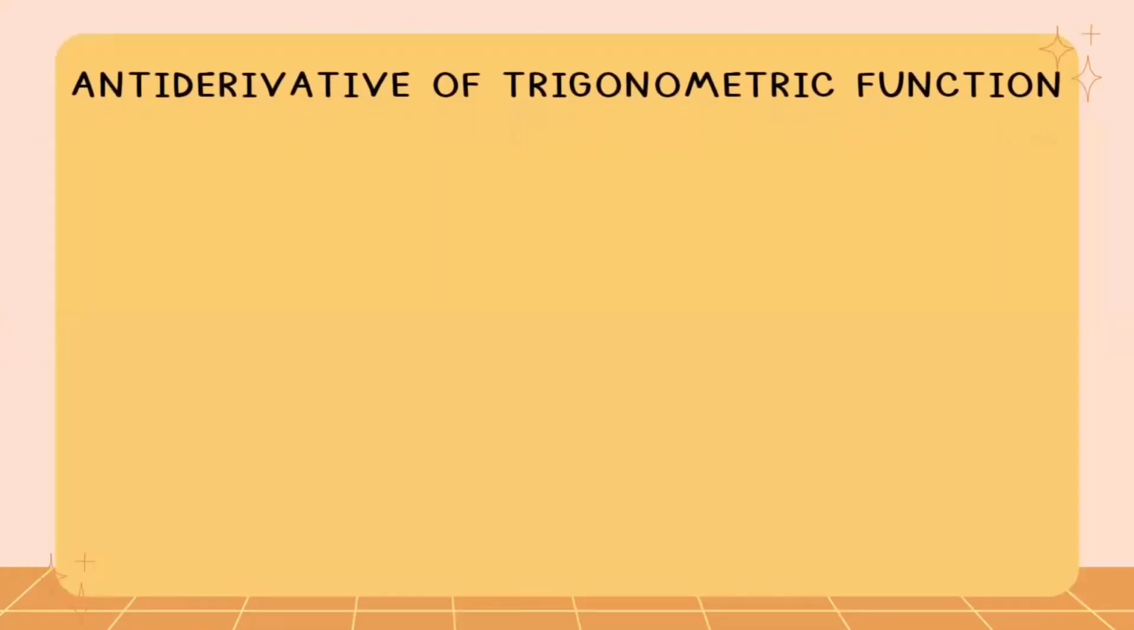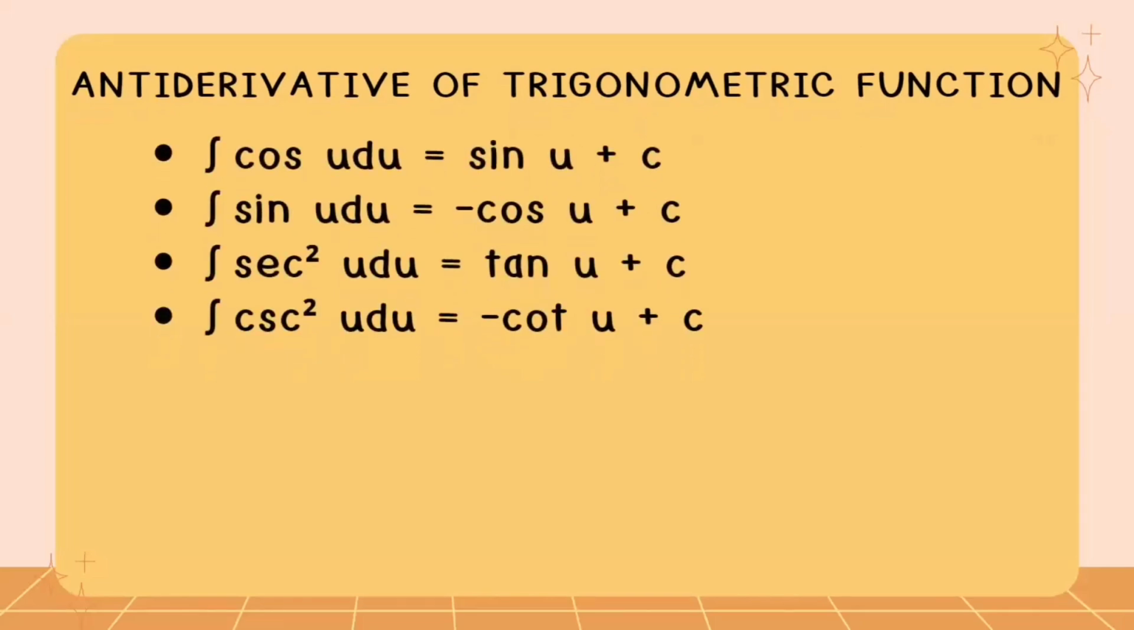First, the integral of cosine u du is equal to sine u plus c. Second, the integral of sine u du is equal to negative cosine u plus c. Third, the integral of secant squared u du is equal to tangent u plus c. Fourth, the integral of cosecant squared u du is equal to negative cotangent u plus c.